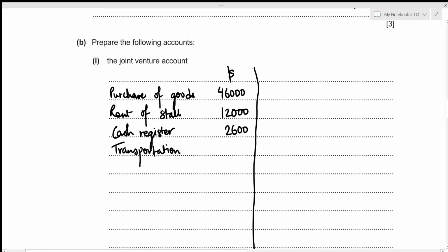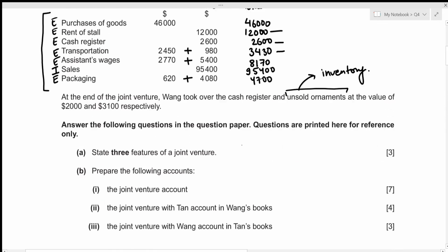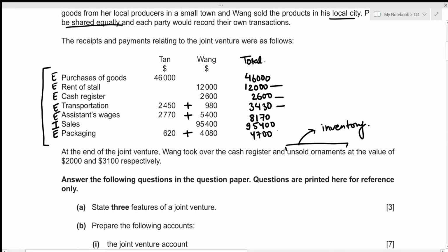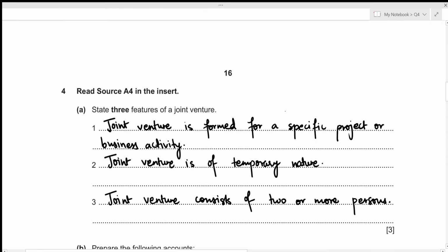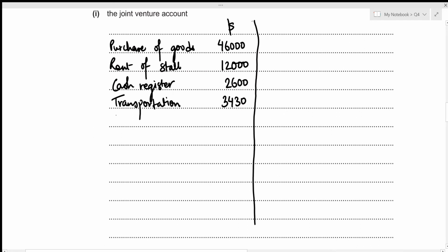This amounted to 3,430. Let's have a look at our information again. After transportation, we have assistance wages, which is an expense to the joint venture, and it amounts to 8,170. Let's record it. Since it is an expense, it goes on our debit side. So that's assistance wages, and this amounted to 8,170.